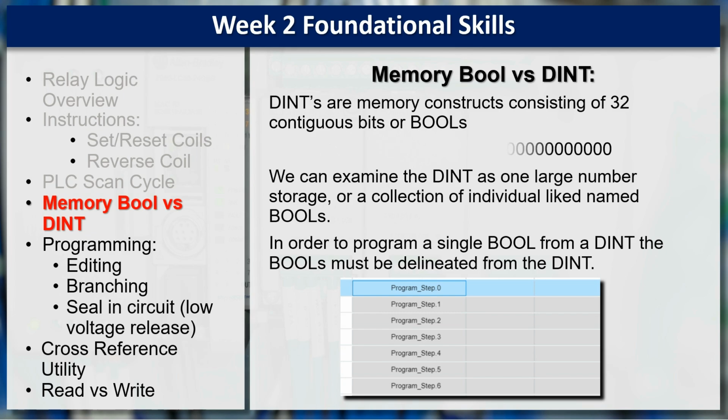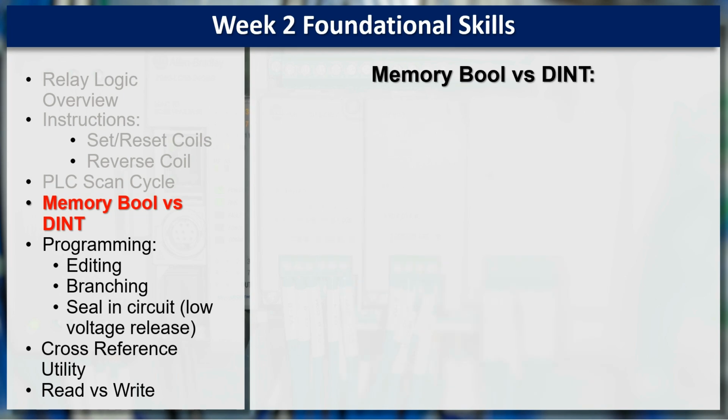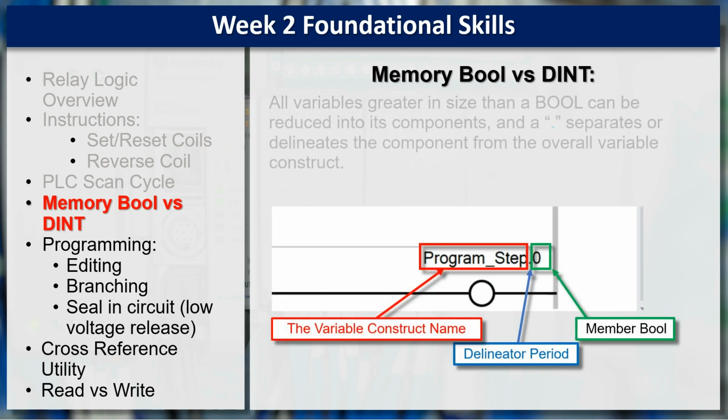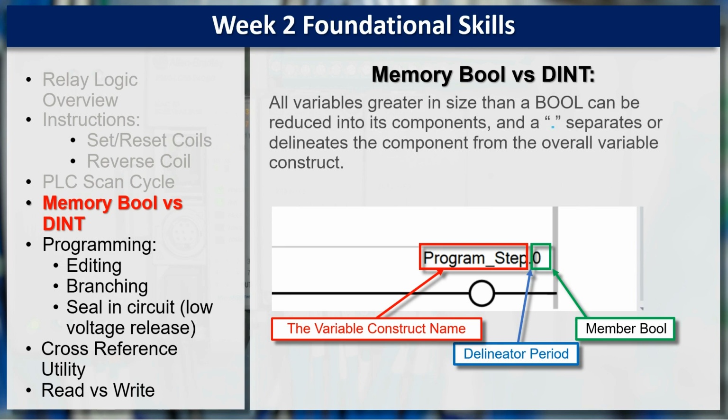DINTs are memory constructs consisting of 32 contiguous bits or bools, 32 bits in a row. We can examine the DINT as one large number storage or a collection of individual like-named bools. In order to program a single bool from a DINT, the bools must be delineated from the DINT. All variables greater in size than a bool can be reduced into their components, and a dot separates or delineates the component from the overall variable construct. This applies to all user-created variables.